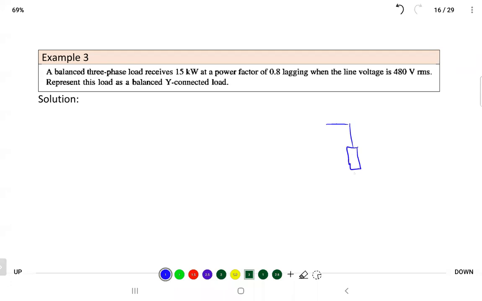So we'll say that is the load. They wanted it as a balanced Y-connected load, but let's just represent this as a 3-phase load and put in the information. The power, 15 kilowatts, is not per phase. That's for the 3-phase, so it's equal to 15 kilowatts. The power factor is equal to 0.8 lagging, and the line voltage VL is equal to 480 volts root mean square.